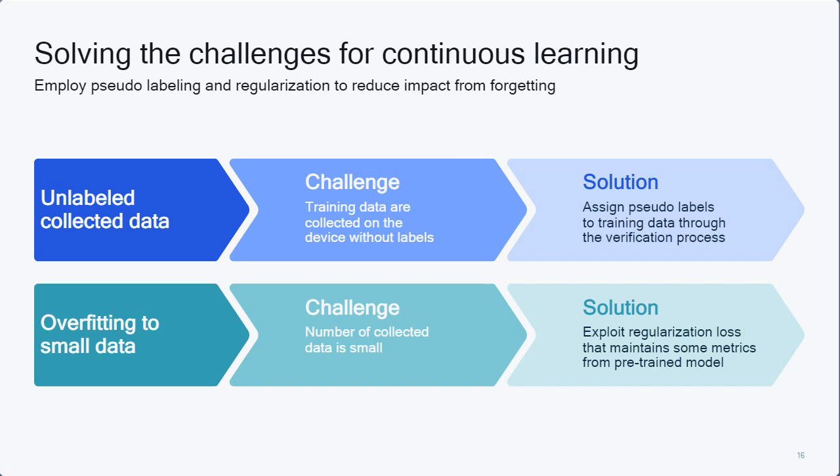Another challenge is that we don't want to overfit to the small data. Even though the data is continuously collected, it may still be a small representation of the overall situation that can be encountered. And we don't want to lose some of the important aspects of the algorithm and what the neural network has learned when it was pre-trained in the cloud. So one solution can be that we exploit a regularization loss so that we maintain some of the performance of that pre-trained model whenever we adapt it. And then we can also make sure to improve the more important metrics that are sensitive to the personalization.